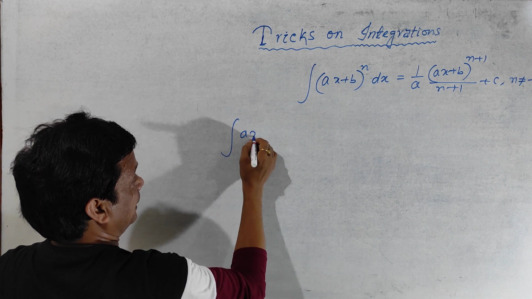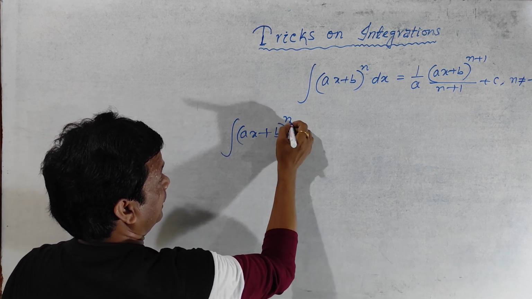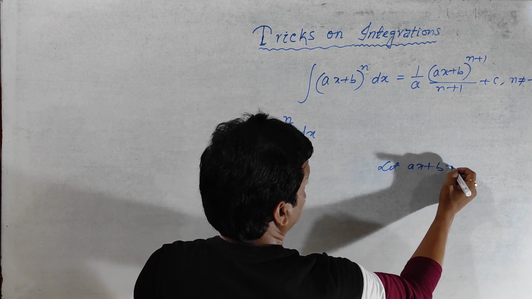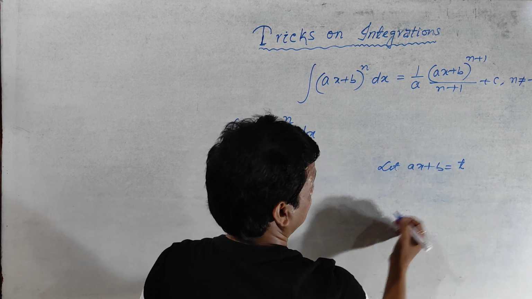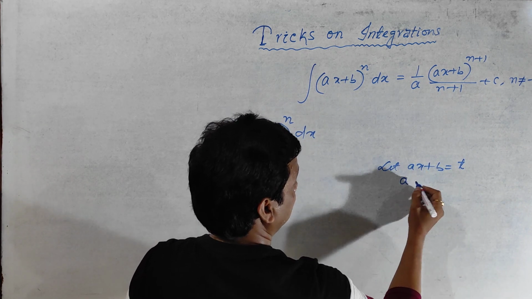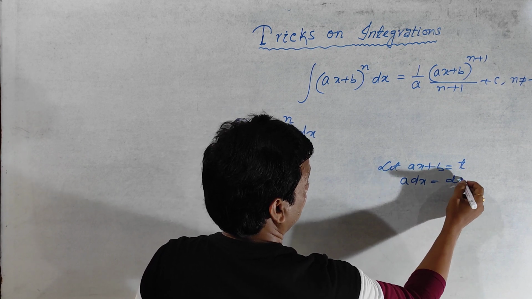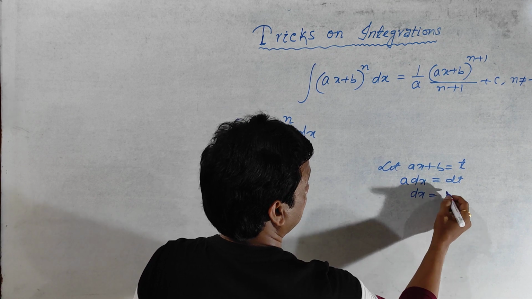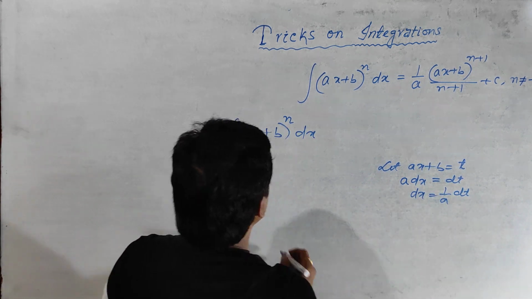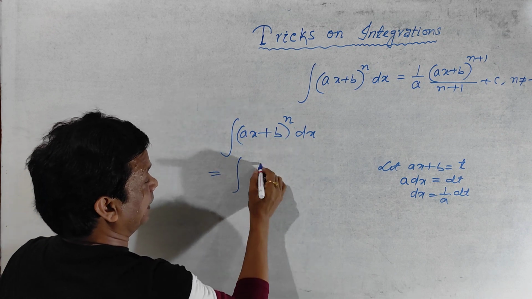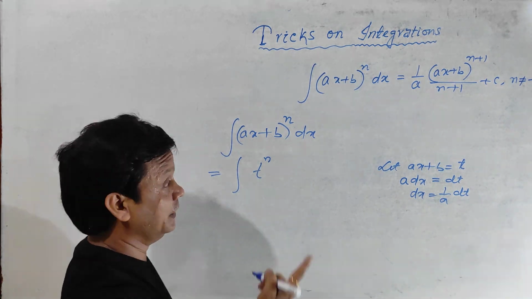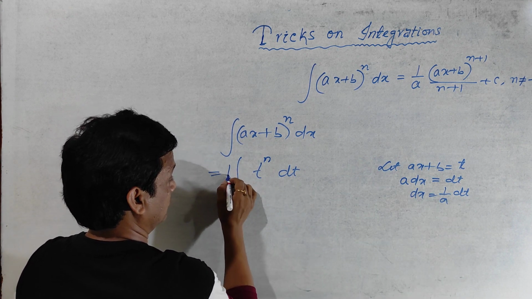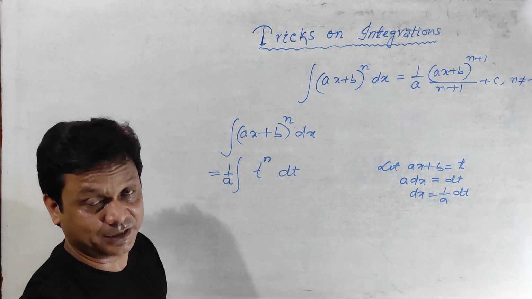See here, integration of (ax plus b) to the power n into dx. So let ax plus b is equal to t. So differentiate both the sides. a into dx is equal to dt because the derivative of b is 0. And dx will be 1 by a into dt. So it will be t to the power n, and dx is 1 by a dt. I am taking 1 by a outside because it is a constant.